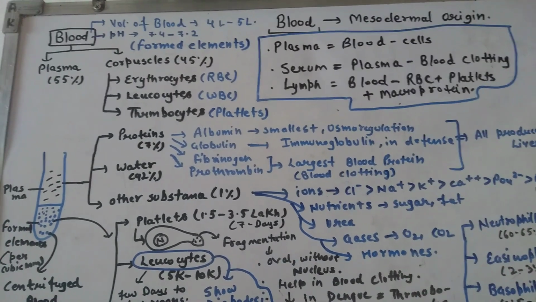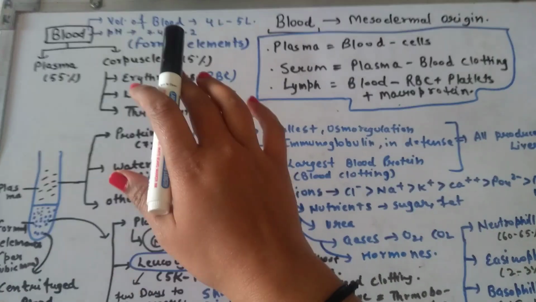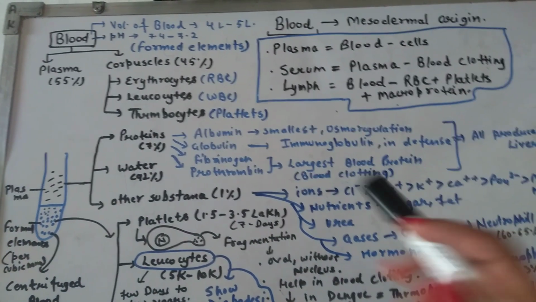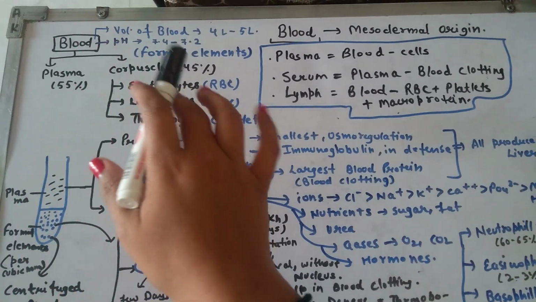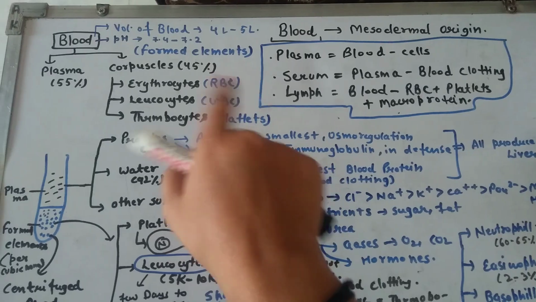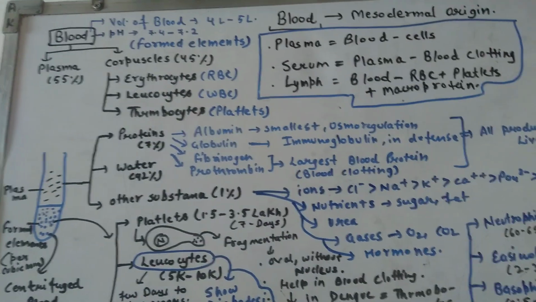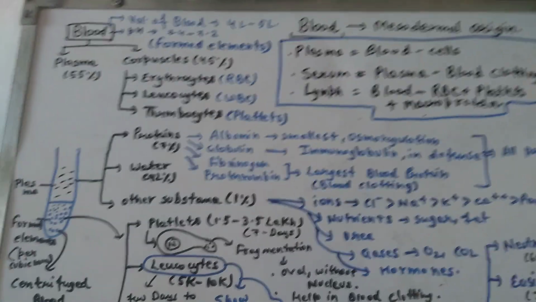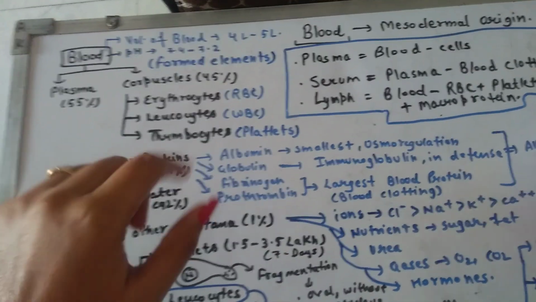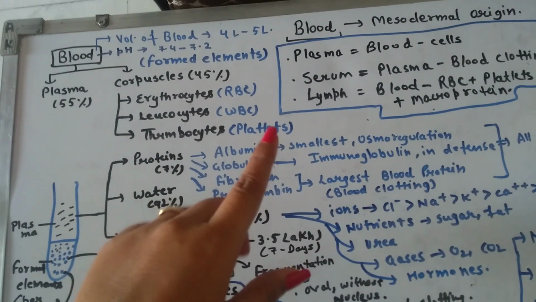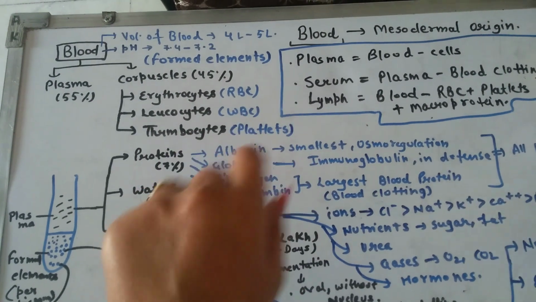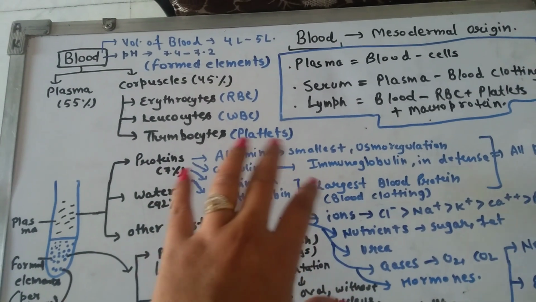Blood is divided into two parts. One is your plasma, and the second one is your corpuscles, or we can say formed element. Plasma makes 55% of blood, and corpuscles or formed element makes approximately 45% of the blood. Corpuscles are further divided into three parts: erythrocyte, leukocyte, and thrombocyte. Erythrocytes are also known as RBCs, leukocytes as WBCs, and thrombocytes are called platelets.